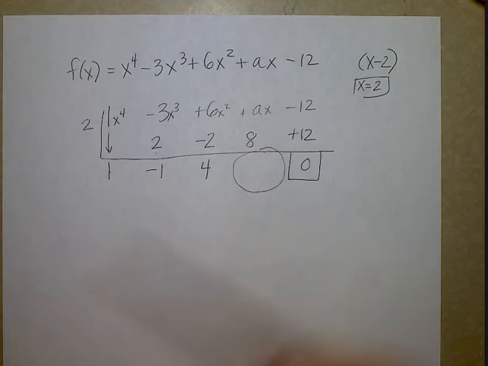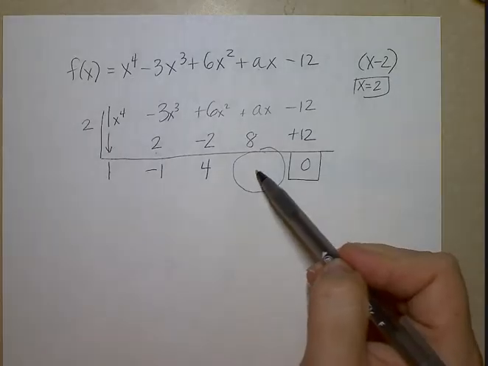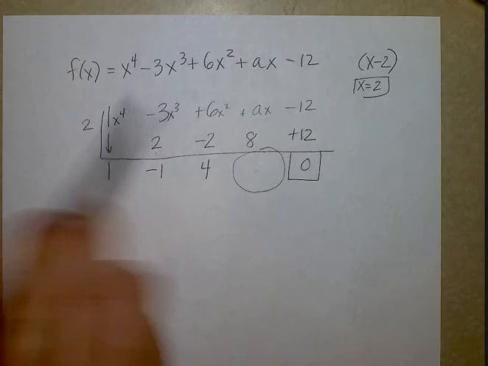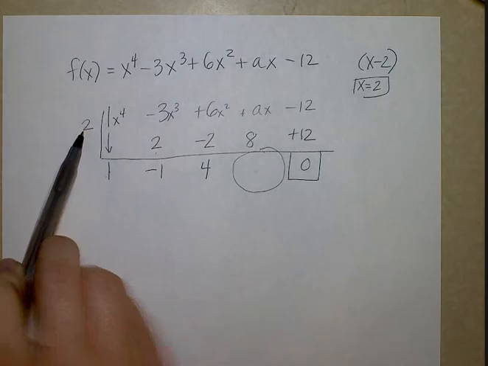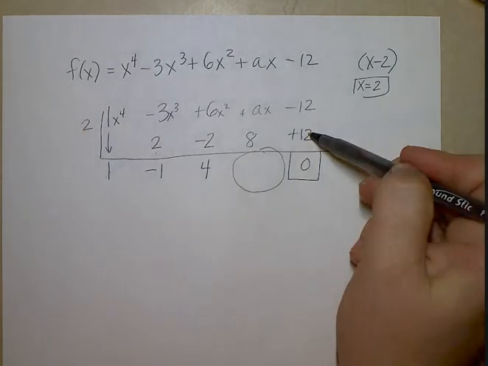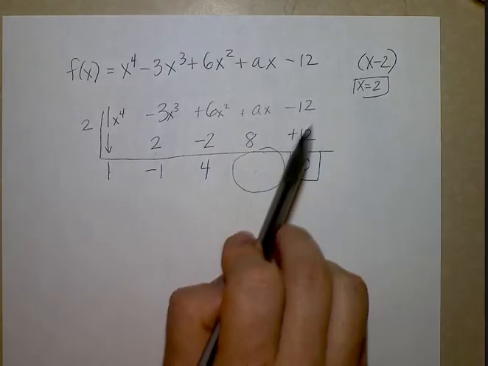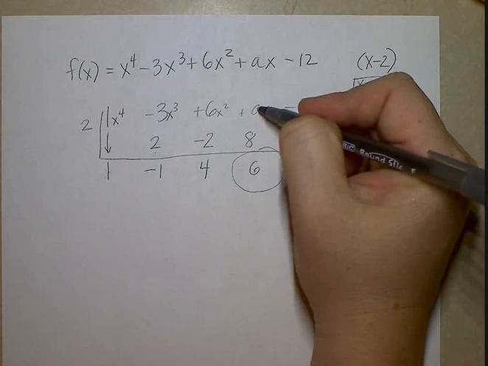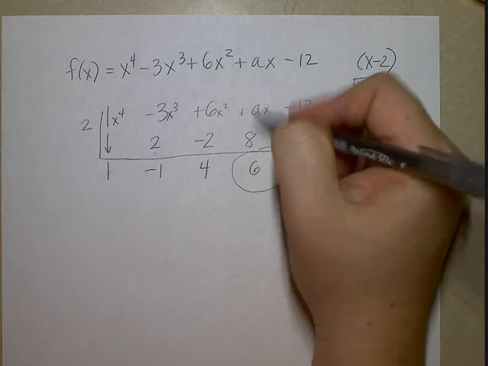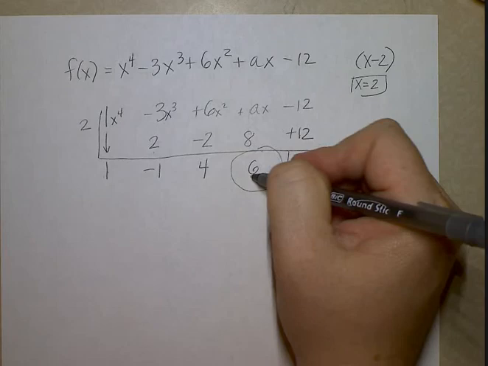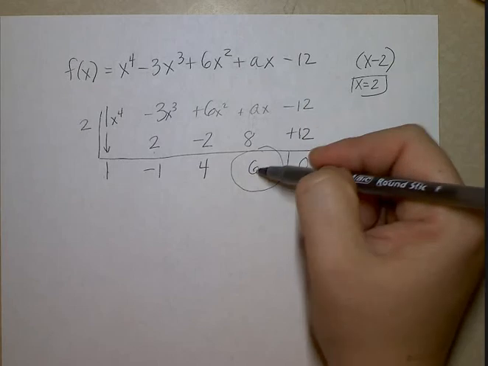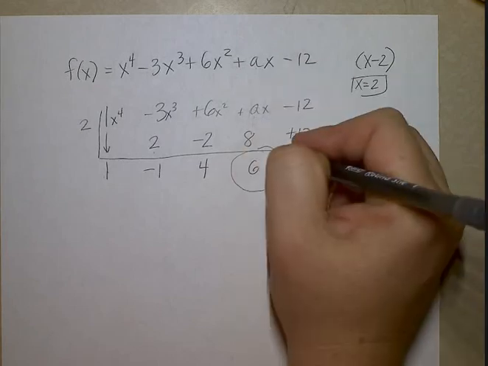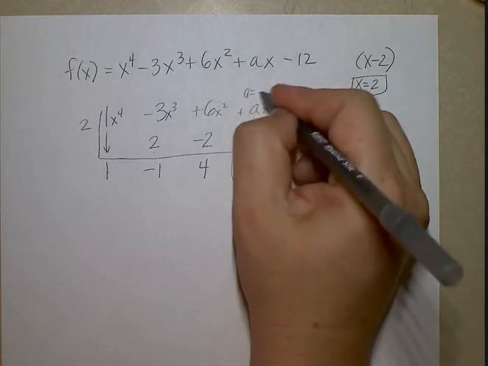Okay, so what number do I need in this position so that when I take 2 times this number, I get an answer of 12? Once again, 2 times what gives you an answer of 12? 6. Okay, so then I have to go, what number do I add? Because remember, you add down, multiply and add down. What number do I add to 8 to come up with a positive 6? Negative 2, problem is done.